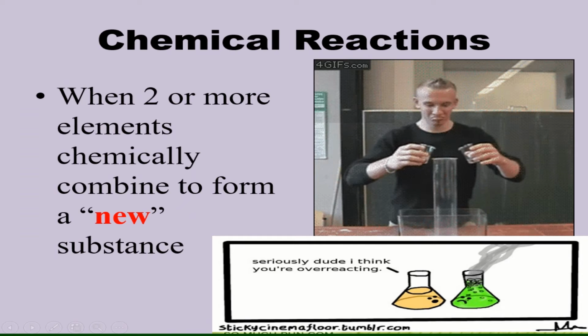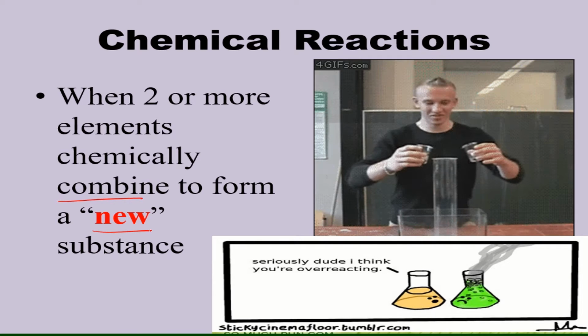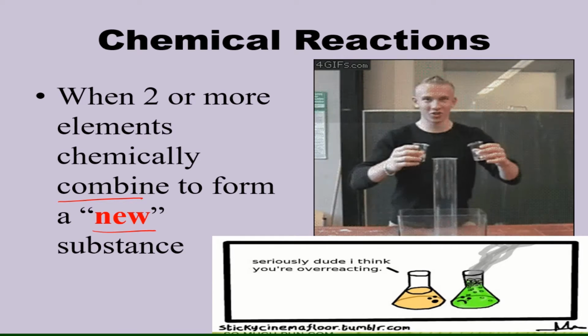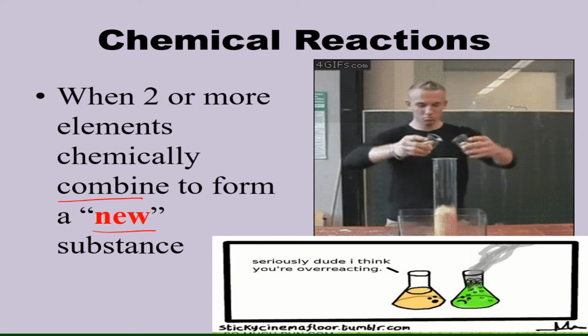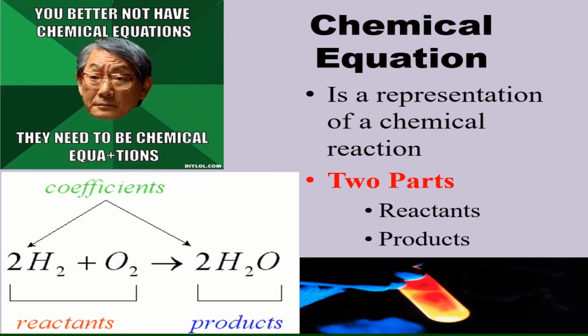A chemical reaction happens when two or more elements combine to form a new substance. The key word here is a combination of two or more elements that makes a chemical reaction, forming a new substance. This new substance has a new chemical formula too, just like when we have hydrogen and we combine it with oxygen. They combine, and when hydrogen and oxygen combine, they have H2O.